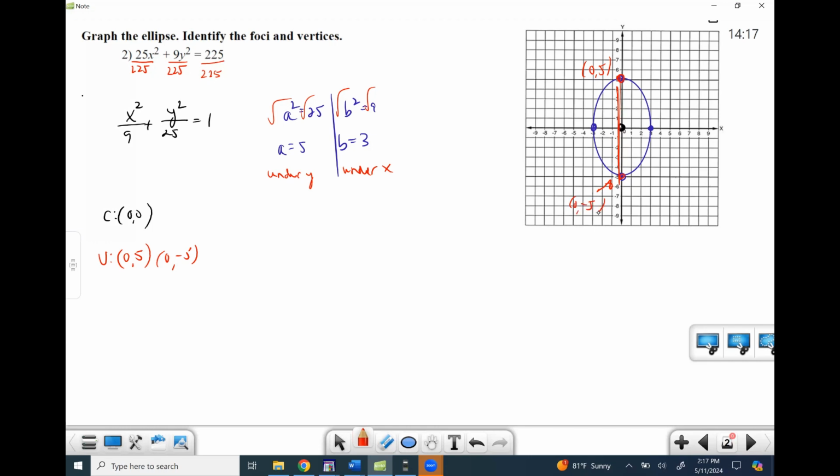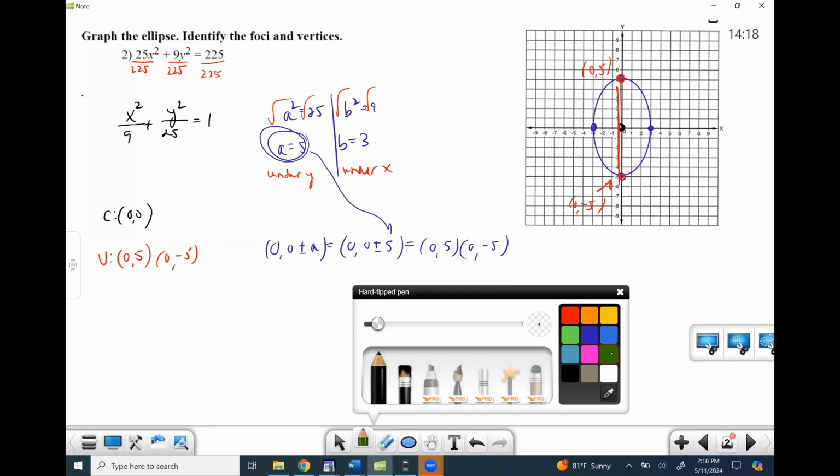Now, another way we said you could get those is you could just say, well, I know I'm going to be adding to the y value because it's bigger up and down. So I would take that 0 and add and subtract a to it. We already found a to be 5, so we can plug the 5 in. And that's how you get 0 plus 5 is 5, and 0 minus 5 is -5. So that's another way to get those 2 points.